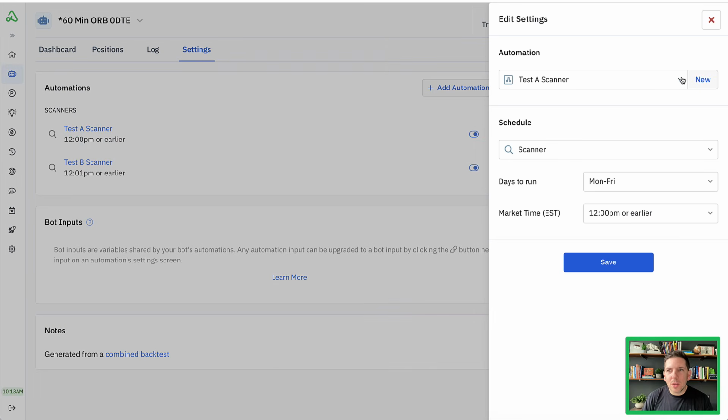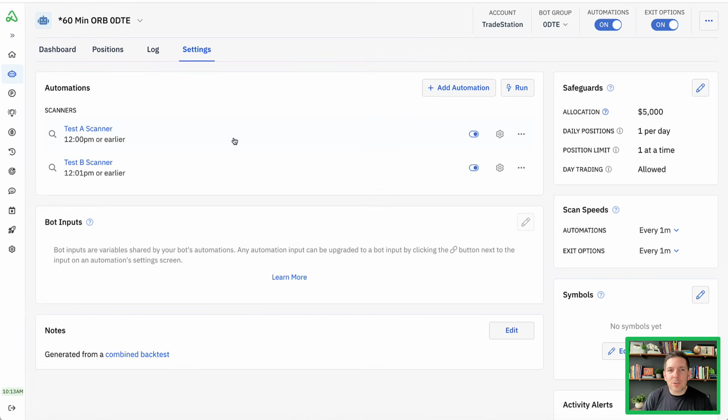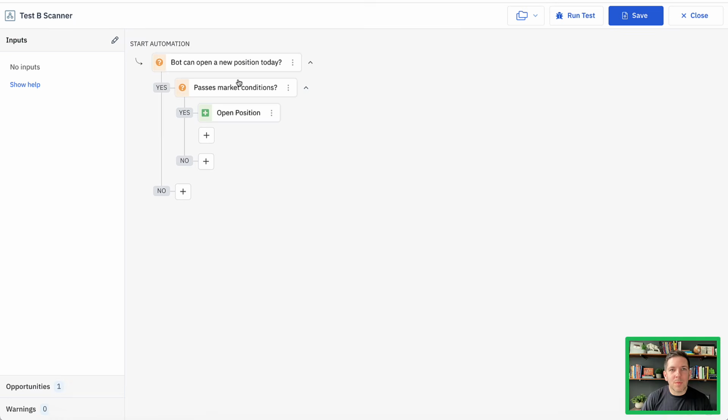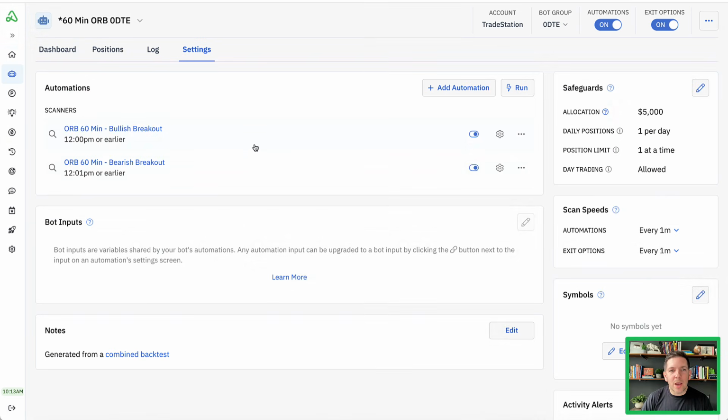So I'm going to go here to the scanner. Actually, I can open up the scanner here. I'm going to rename this ORB 60-minute bullish breakout, because that's what this one is. Go ahead and save that. I'm going to rename this one here. This is just what I do on my own. 60-minute bearish breakout. There we go. So now I know which one it is.